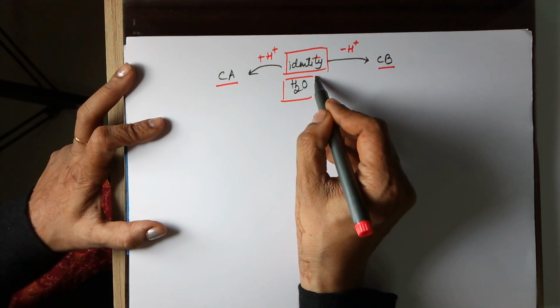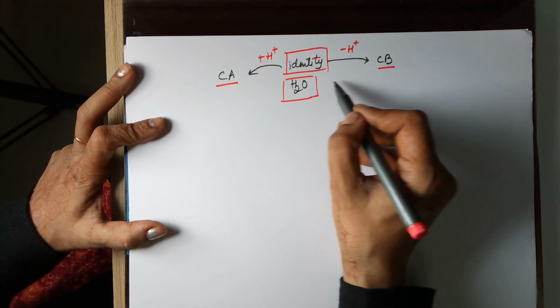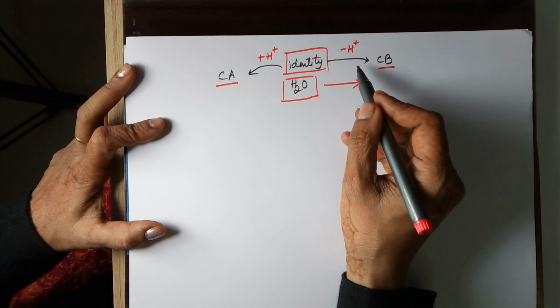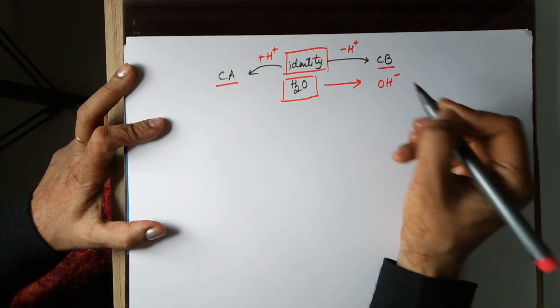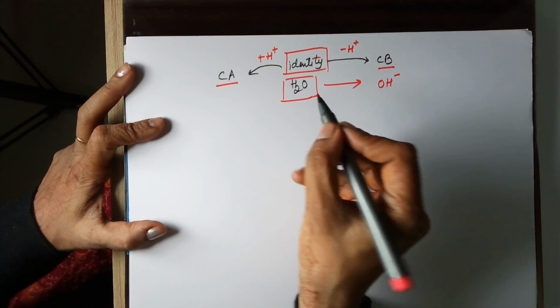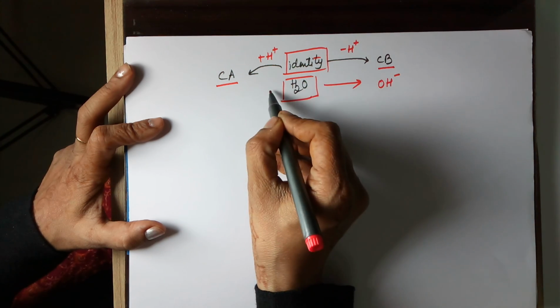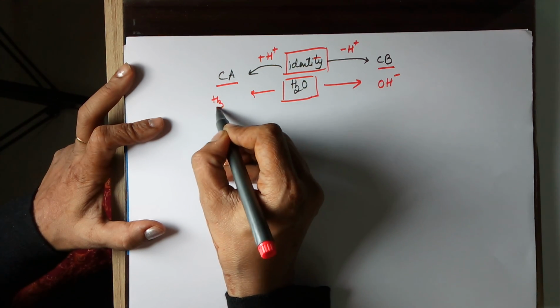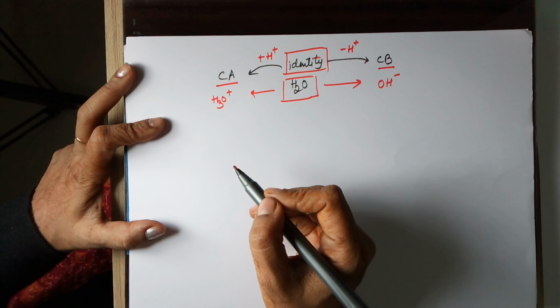Coming to the first identity, water. If I want a conjugate base from water, I need to make it lose a proton. So this becomes the conjugate base. If I want a conjugate acid, you add a proton to it. On addition of a proton, this would become hydronium ion.